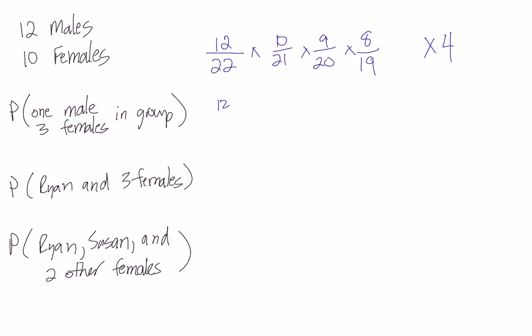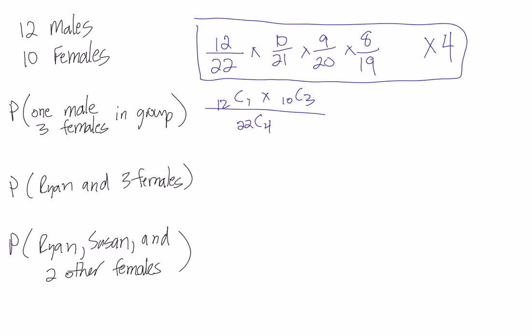So the C notation is we want 1 out of 12 males and 3 out of 10 females. And our total would be 4 people out of the 22. So we'd write 22C4 on the bottom. That answer should be the same as what I did above after you times it by 4.